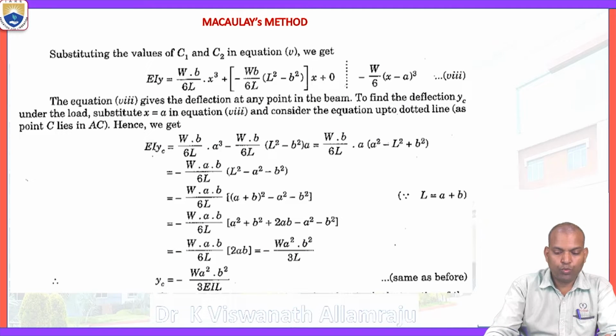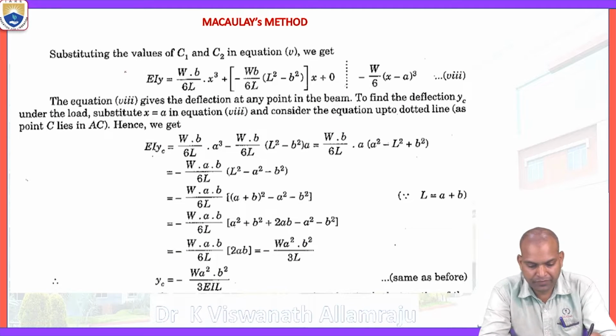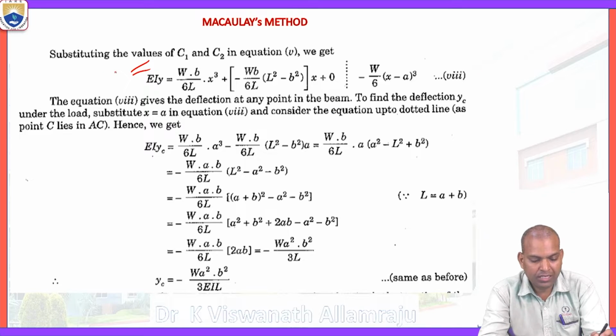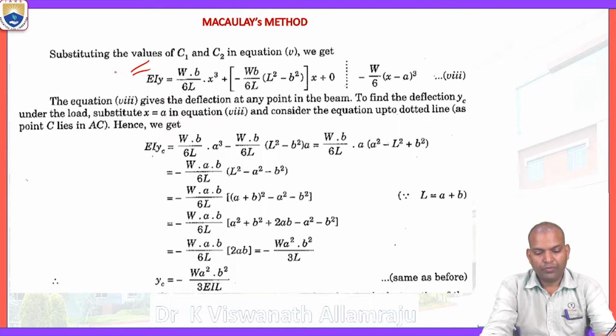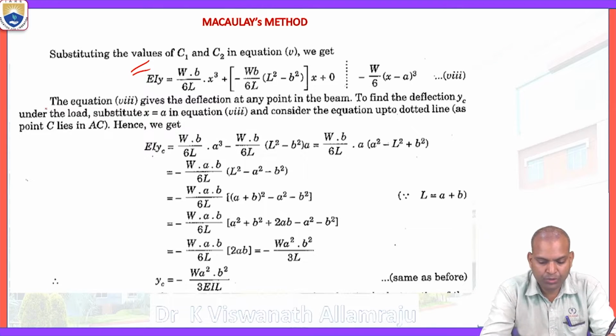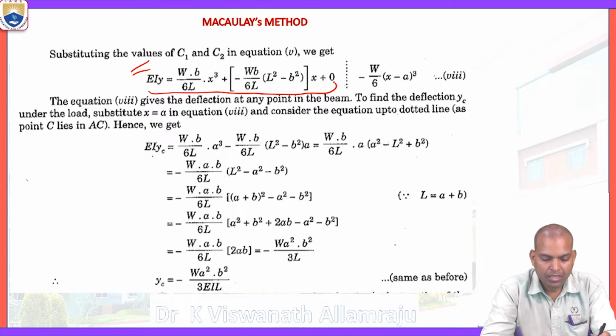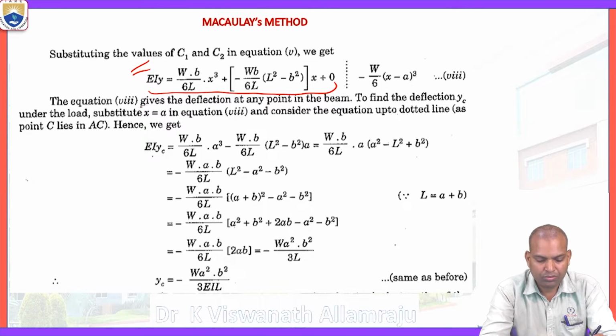Next, we want the deflection. Yes, this is the deflection. After integrating, EI times y equal to WB by 6L x cube minus WB by 6L times L square minus B square times x plus 0. This is the equation. Now we want the deflection at point C, where the load is acting. Which part do we have to consider? We have to consider the first part. So in the first part, x equal to A.